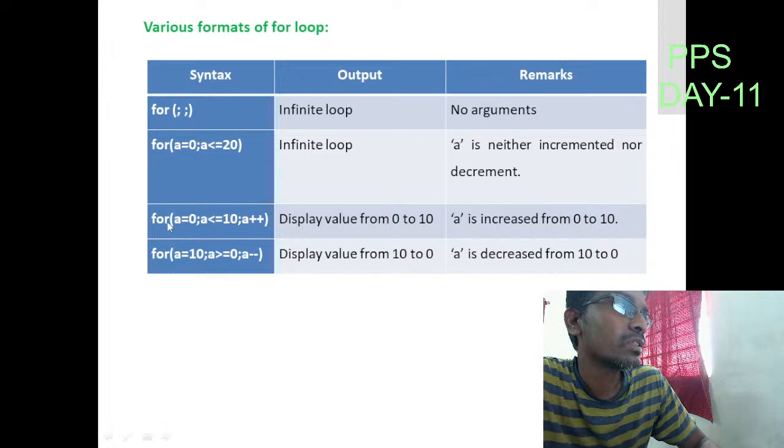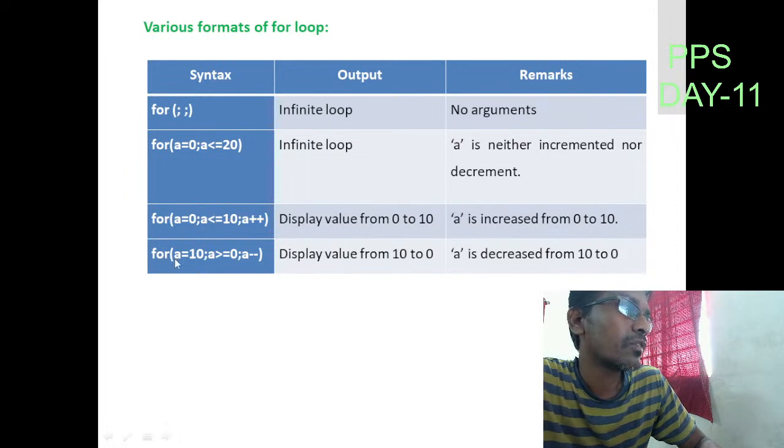And the third one, for a is equal to 0, a less than or equal to 10, and a plus plus. So here you have mentioned the starting value as well as whether it is an increment or a decrement. So now it will display on your screen the values from 0 to 10.